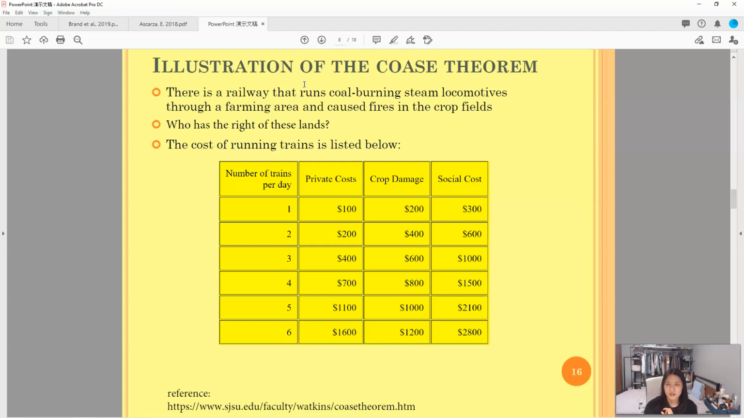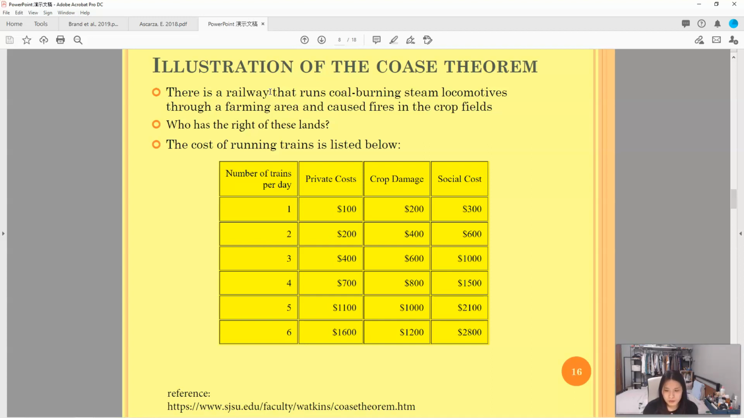For example, there is a railway that runs trains through a farming area and caused fires in the crop fields. So we want to know what is the optimal number of trains that should be run per day. Does it depend on who has the right of this land?